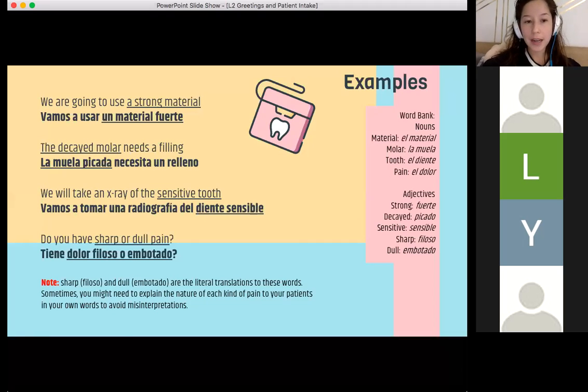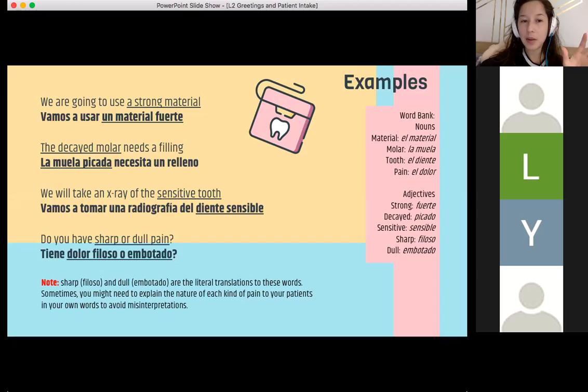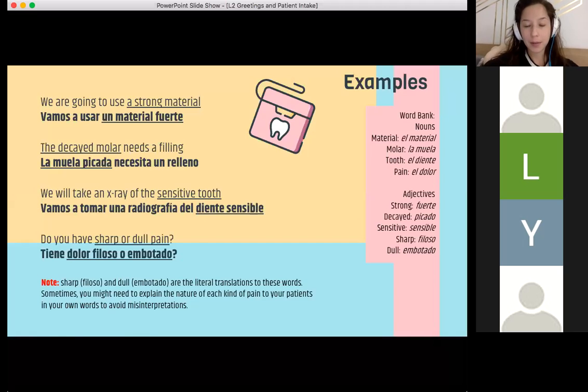And one thing to note here is you see del, and you might not know what that is. So just take it as del is a combination of de and el. So when you want to say el diente, the tooth, but you have a de, which is a word we'll learn later on, instead of saying de el diente, it sounds very choppy like that. So in Spanish, they combine it and those two words become del. And tiene dolor filoso o embotado.